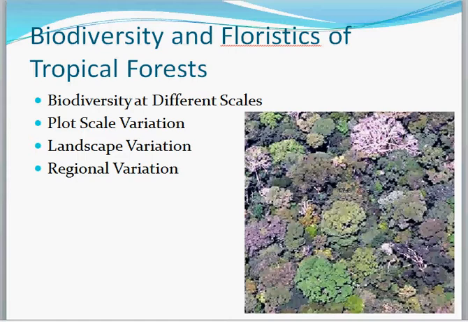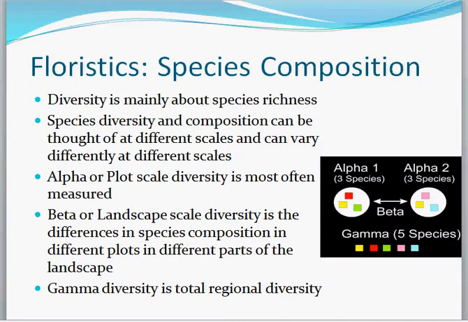Okay, so I want to describe how species are different across a tropical forest. I want to talk about how species are different at different scales. So diversity is mainly about species richness. Species diversity and composition can be thought of at different scales and can vary differently at different scales, as we shall see.